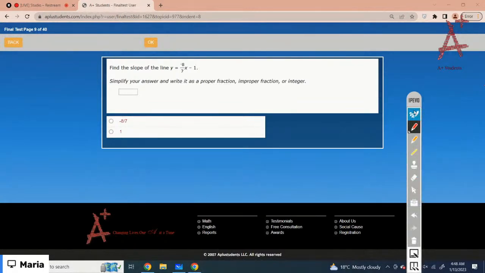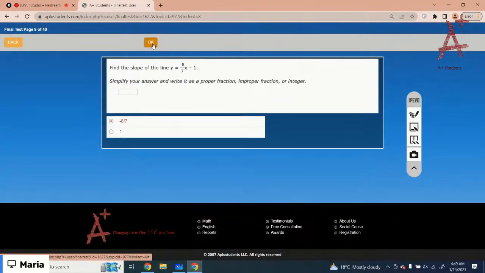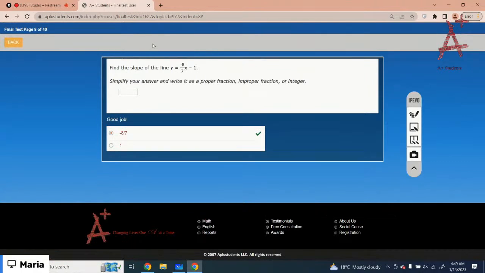Okay, what is the slope of the line? Yes, that is negative 8 over 7. The correct option is negative 8 over 7. Just select the correct option and click on the OK button.